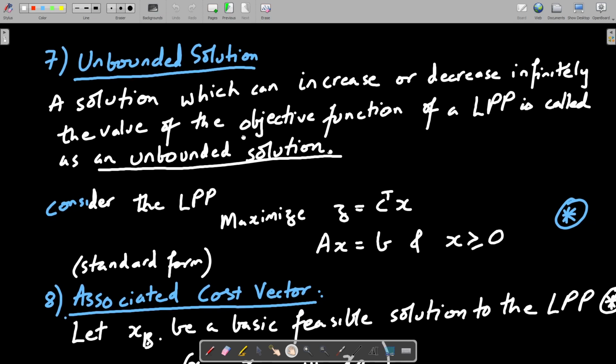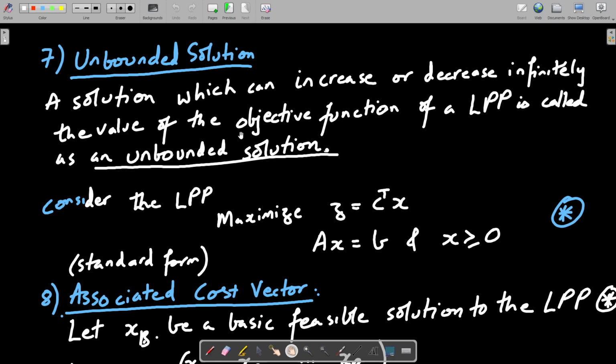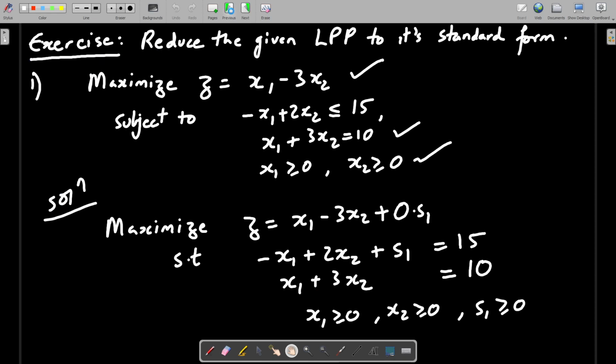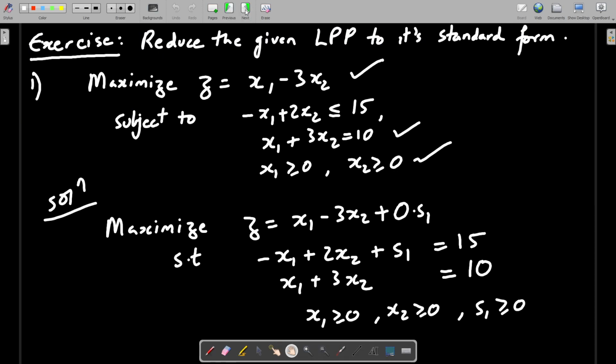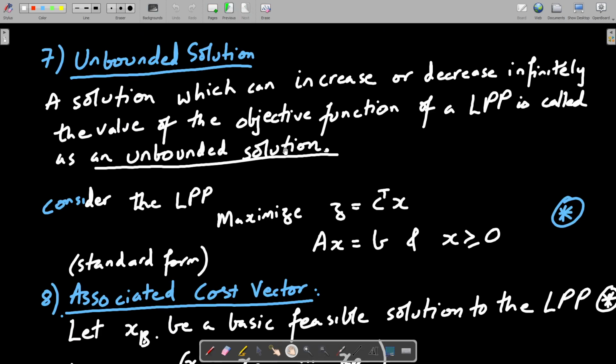Okay, so next is unbounded solution. A solution which can increase or decrease infinitely from the value of the objective function of an LPP is called an unbounded solution. We saw this last time, when the unbounded solution was coming. We don't have the picture now, but remember when we had that unbounded region over there.